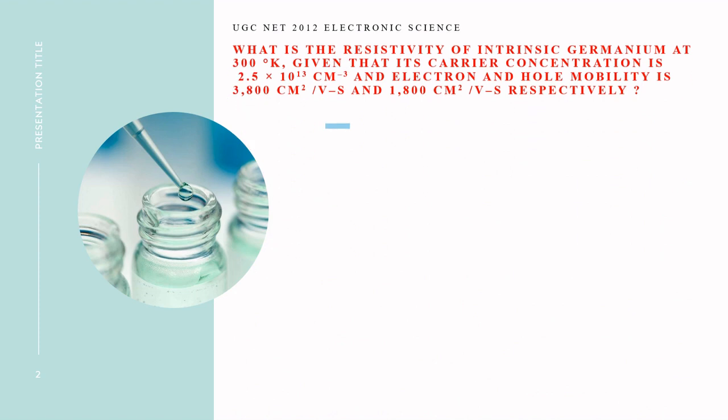The question is, what is the resistivity of intrinsic germanium at 300 degree Kelvin given that its carrier concentration is 2.5 into 10 to the power 13 per centimeter cube and electron and hole mobility is 3800 centimeter square per volt second and 1800 centimeter square per volt second respectively. This question is from UGC NET 2012 Electronic Science question paper.